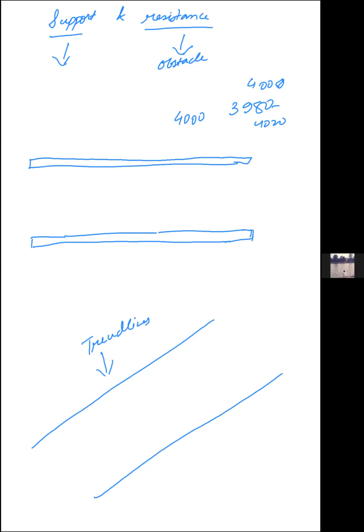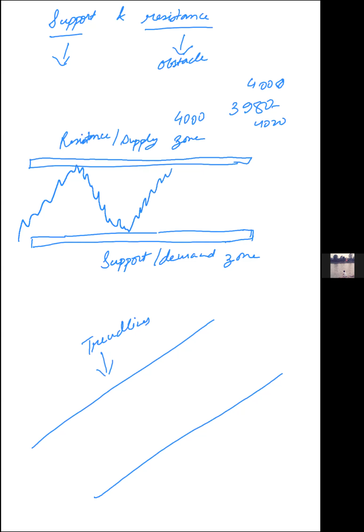Support is also called a demand zone, and resistance is also called a supply zone. Right? Suppose a stock is moving like this. So what can you figure out of this diagram, whatever I have drawn here? This is a demand zone. Okay, this point is a good demand zone.